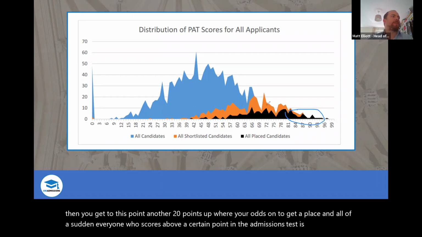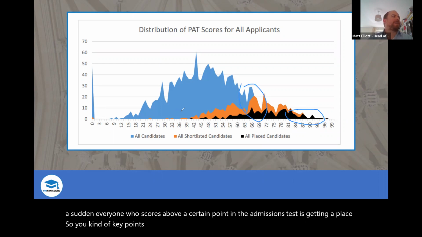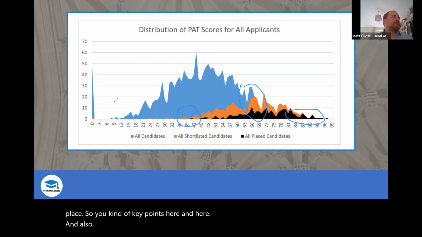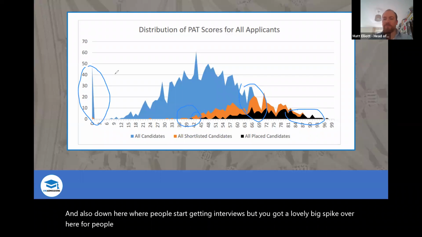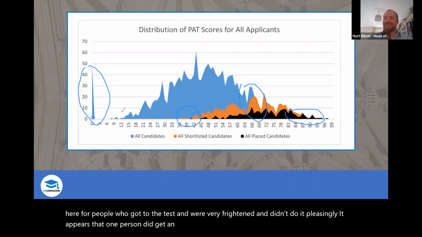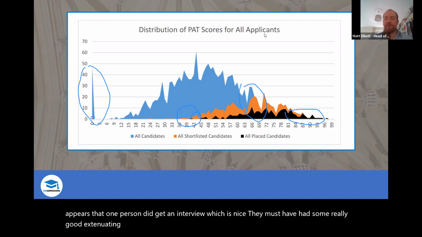So you've got your key points here and here, and also down here where people start getting interviews. You get a lovely big spike over here for people who got to the test and were very frightened and didn't do it. And pleasingly, it appears that one person did get an interview, which is nice. They must have had some really good extenuating circumstances. So don't rely on that as your strategy.